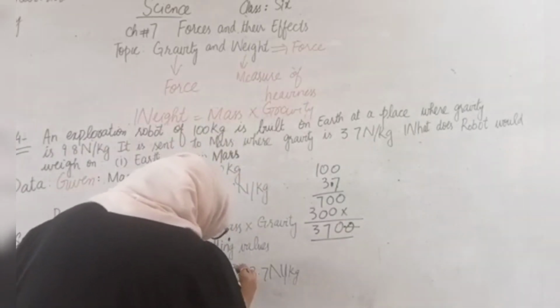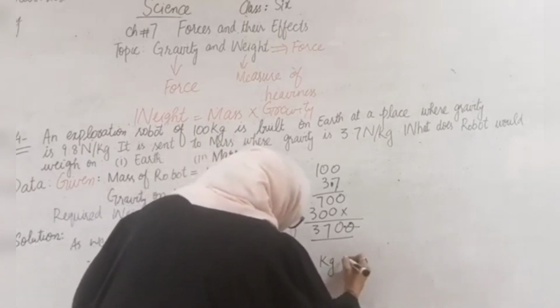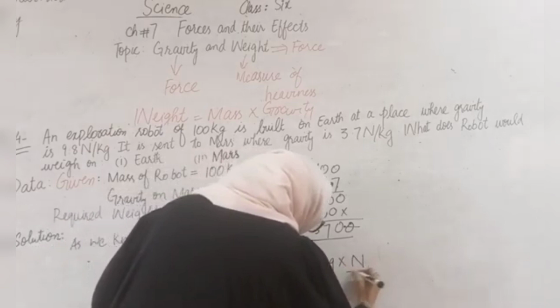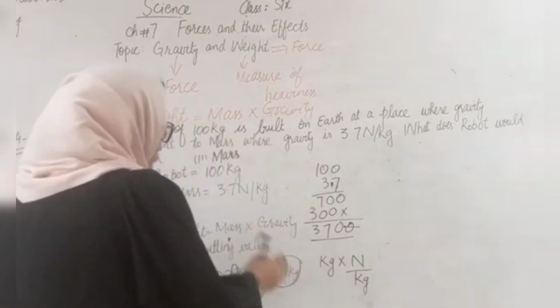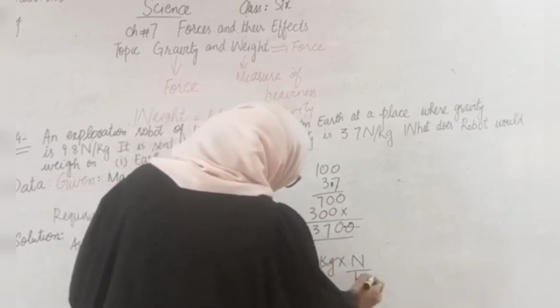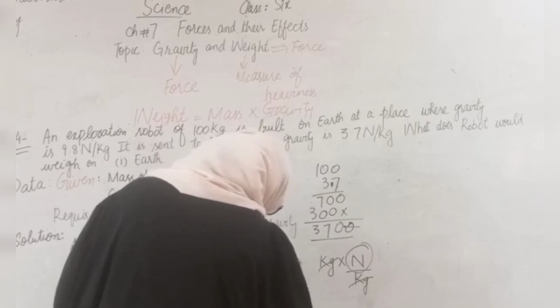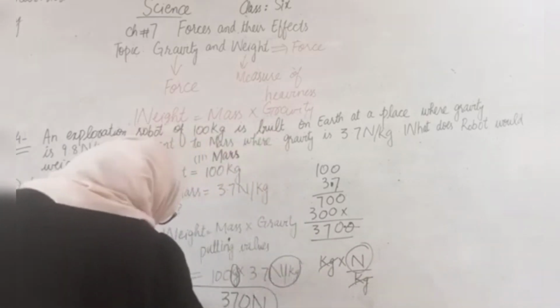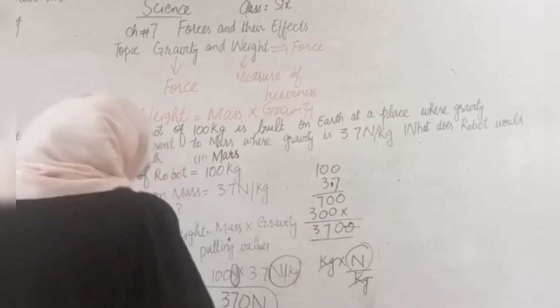We will solve the units. Kilogram multiplied with Newton per kilogram. Same things on opposite sides, numerator and denominator, will be cut, and we have got Newton. 370 Newton is the weight on Mars.